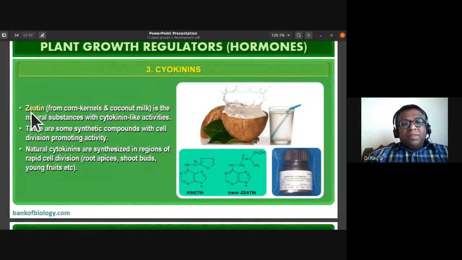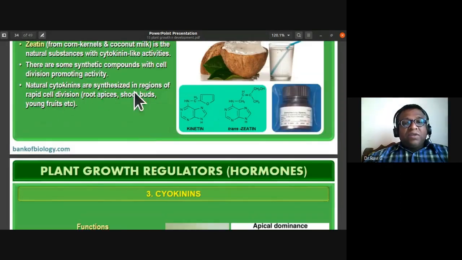Zeatin was obtained from the kernels of corn, that is Zea mays. From maize it was obtained, so zeatin is named after Zea mays. Zeatin from corn kernels and coconut milk is a natural substance with cytokinin-like activities. So you can remember about it. There are also some synthetic compounds with cell division promoting activity.